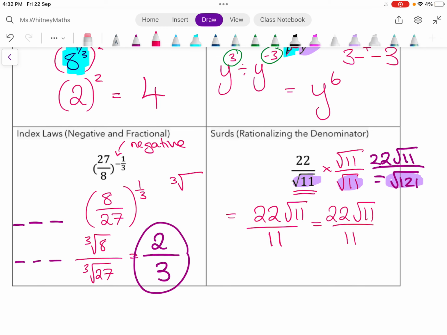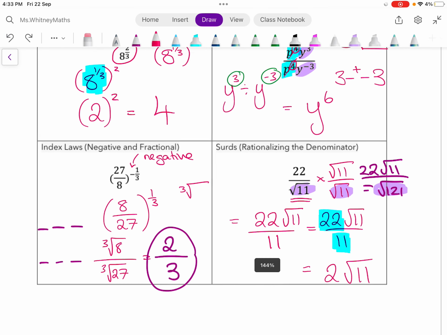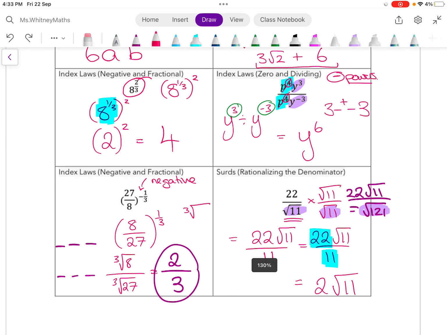Then look at our coefficients. 22 divided by 11 is just 2, so we get 2 root 11. There is technically a 1 on the bottom, but let's not write that because we know that we do not need it. Hope this helps.